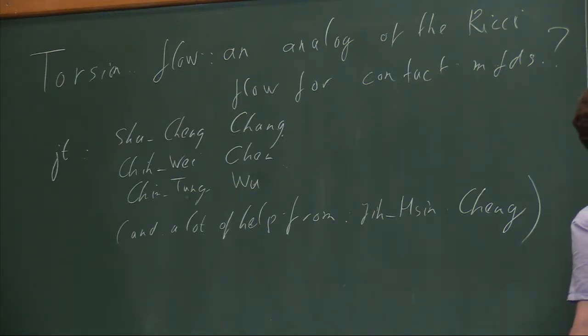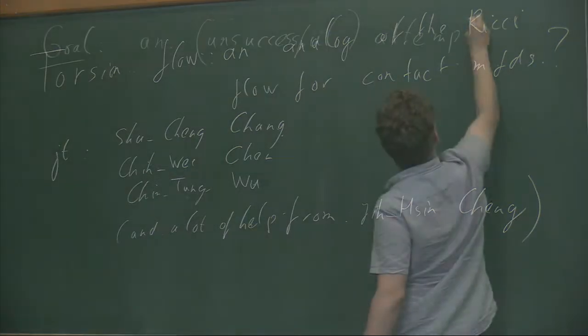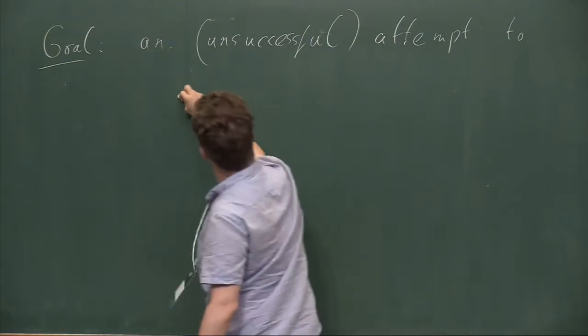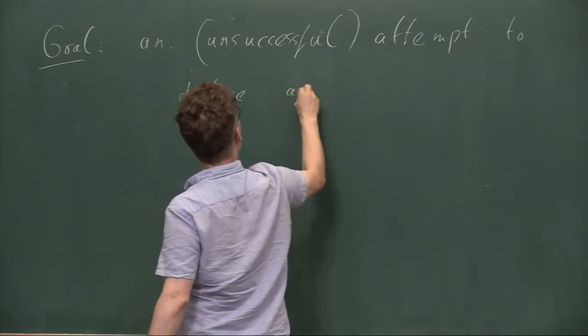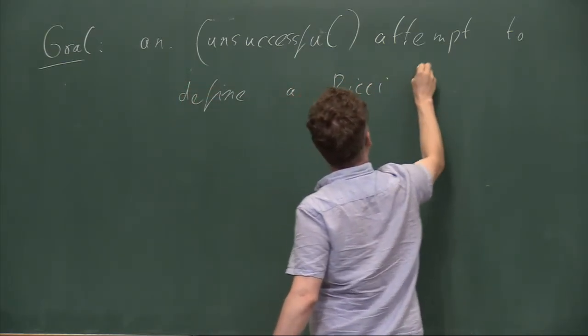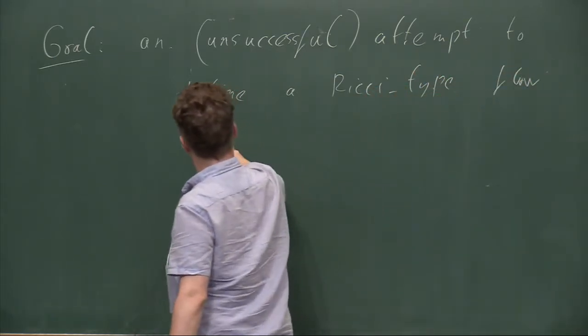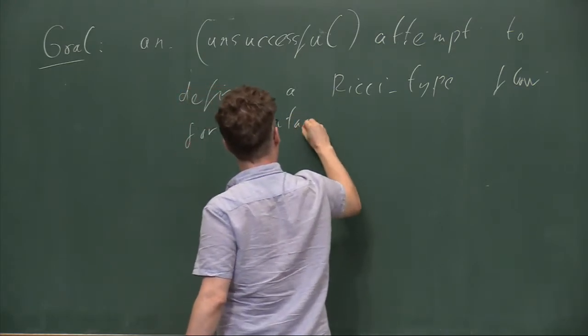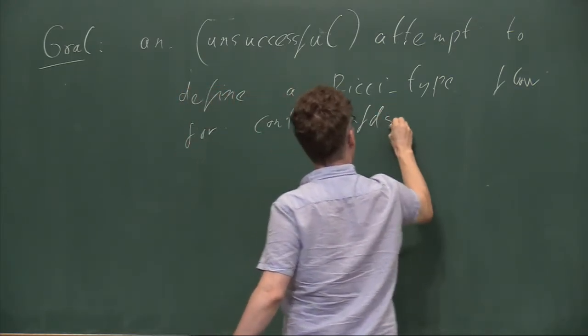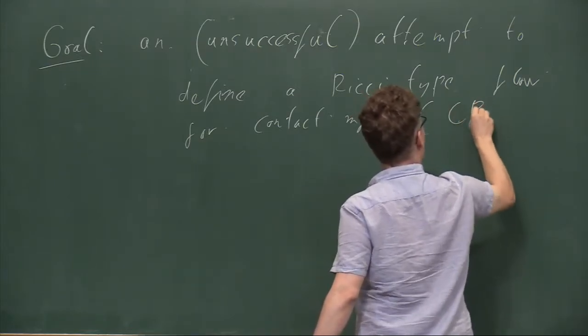Okay, so what's the goal of this talk? So I'll be honest. The goal is a mostly unsuccessful attempt, well, okay, I put this between brackets to not emphasize it too much, to define a Ricci type flow for contact manifolds. Yeah, actually for CR manifolds, but we'll see what they are.